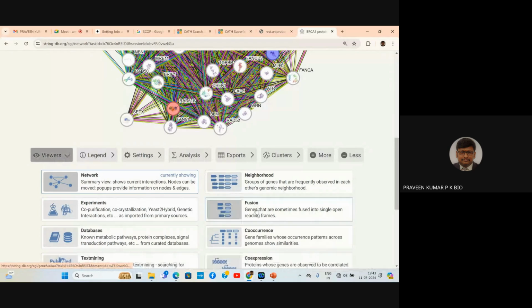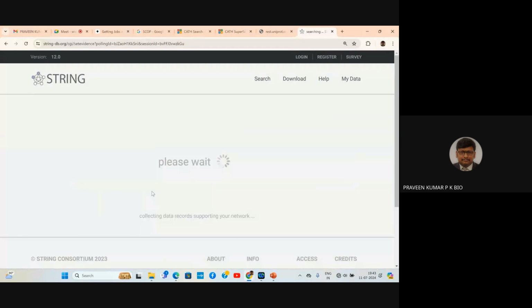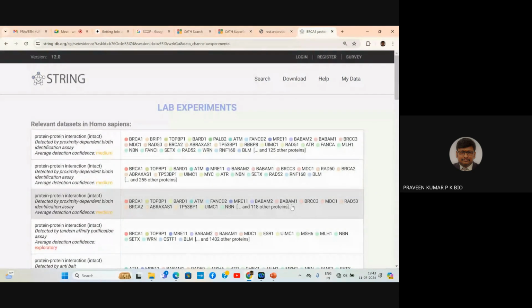If you want to find the sources, what are the sources they have used to get these protein-protein interaction networks, you can find the same in viewers. In viewers, you can find experiments. If you click these experiments, you can find what type of experiments they have used. You can find multiple data sets. So whatever protein network they have established is not from a single experiment, but from multiple experiments. Through the multiple data sets, they formed a network in the database.